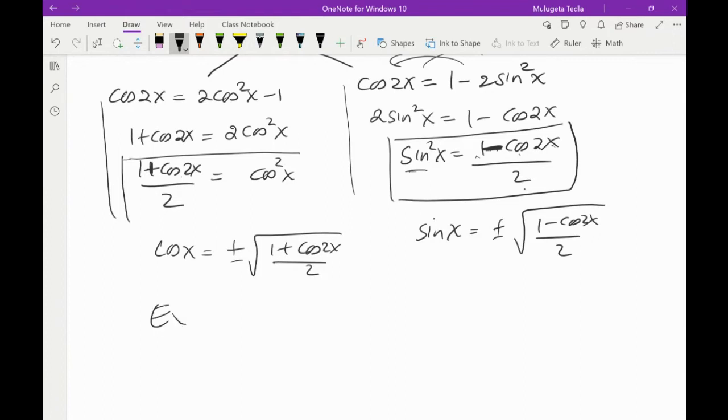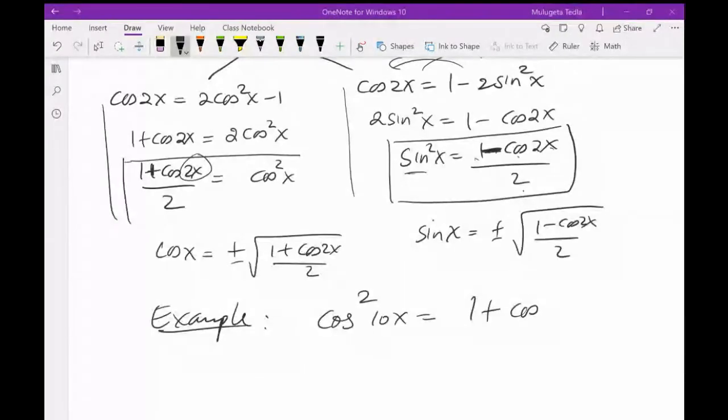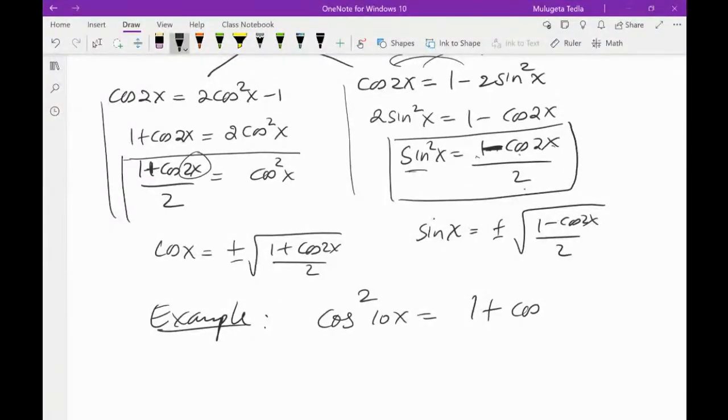So as an example, can you give me an example? What is cos squared of 10x? First of all, it's squared. So the expanded version is 1 plus cos of... what do you do? Double or half the angle? Yes, 20x. Arthur, you're right. 1 plus cos of 20x over 2.